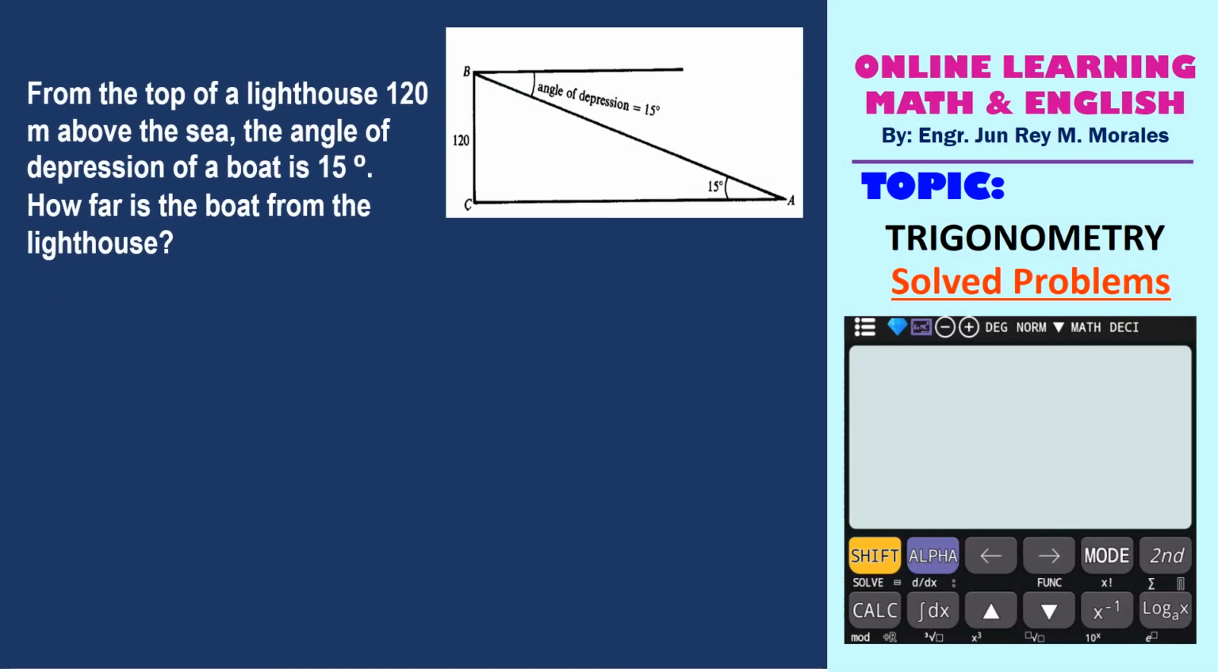Let's solve situation number 2. From the top of a lighthouse 120 meters above the sea, the angle of depression of a boat is 15 degrees. How far is the boat from the lighthouse?